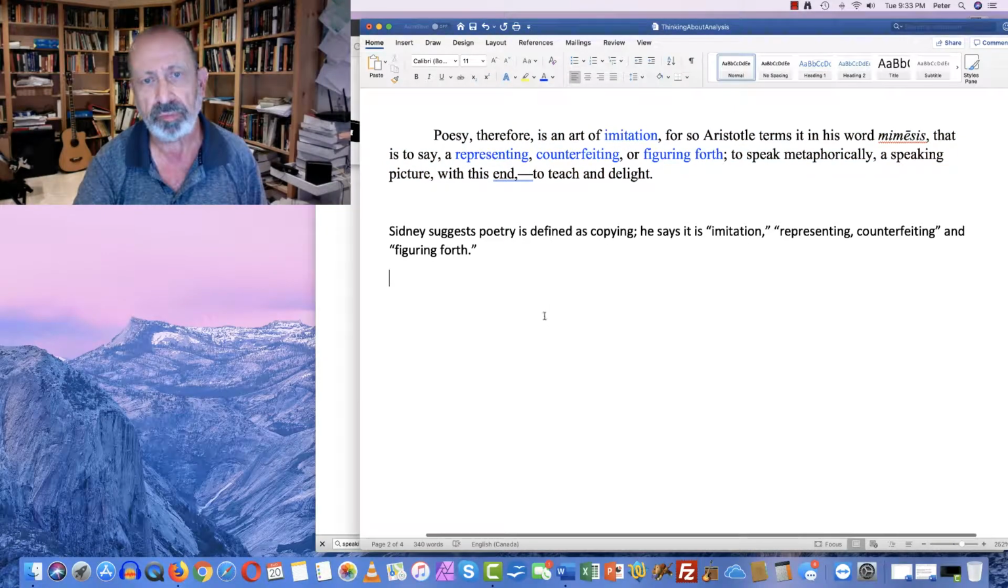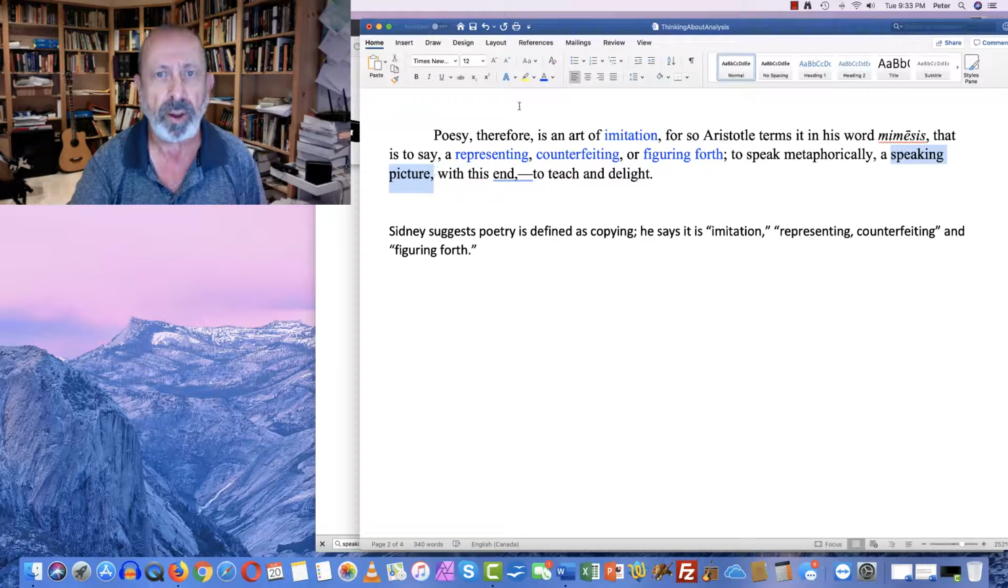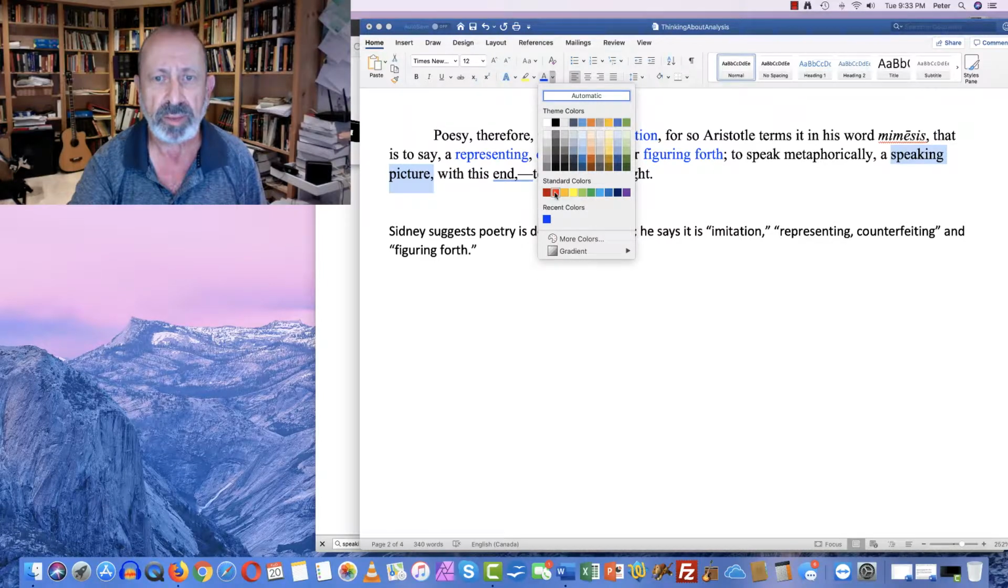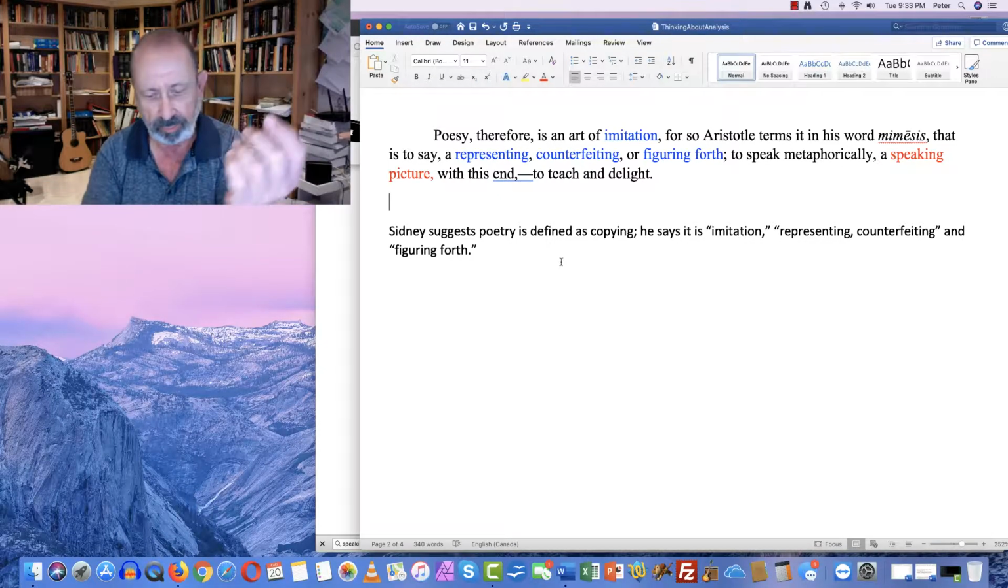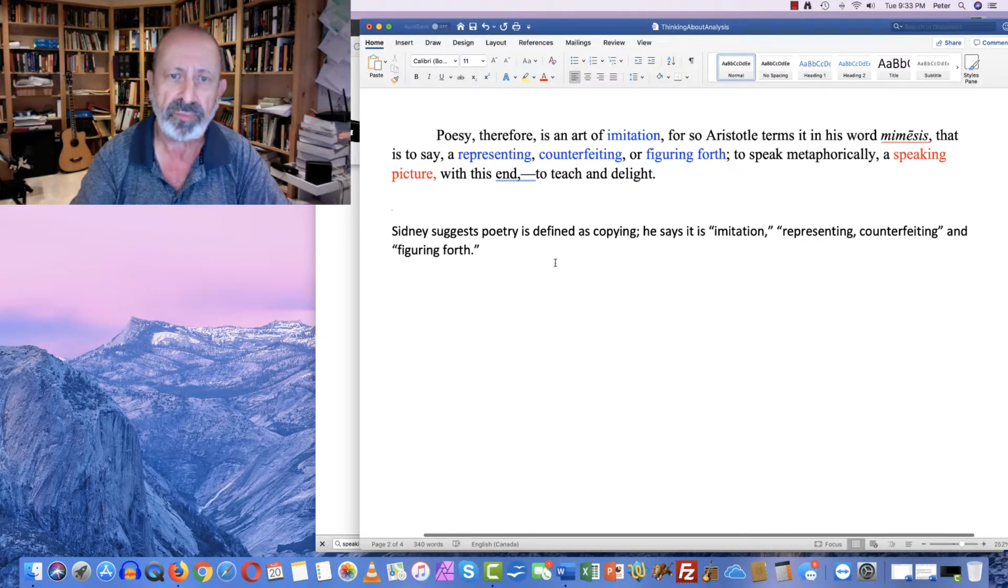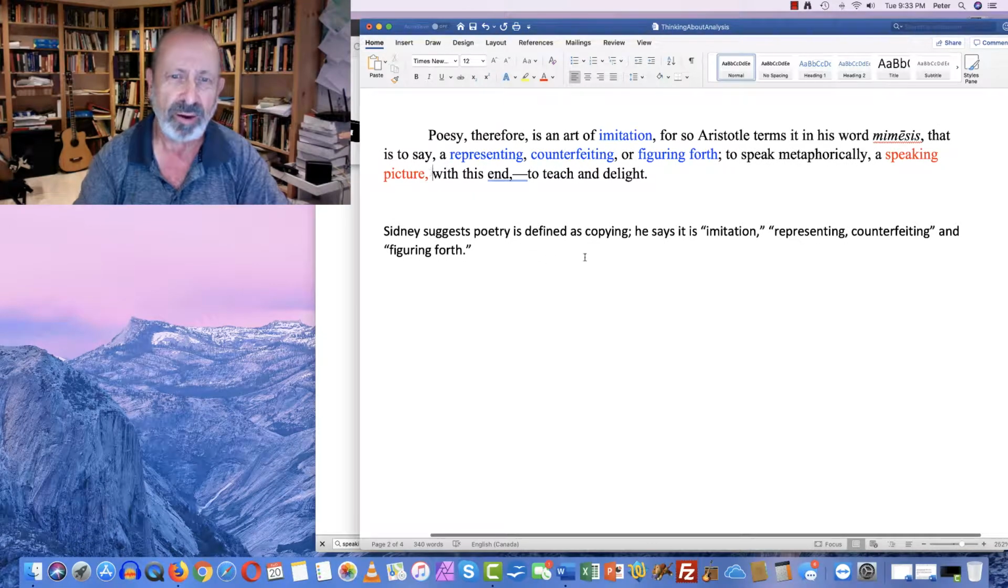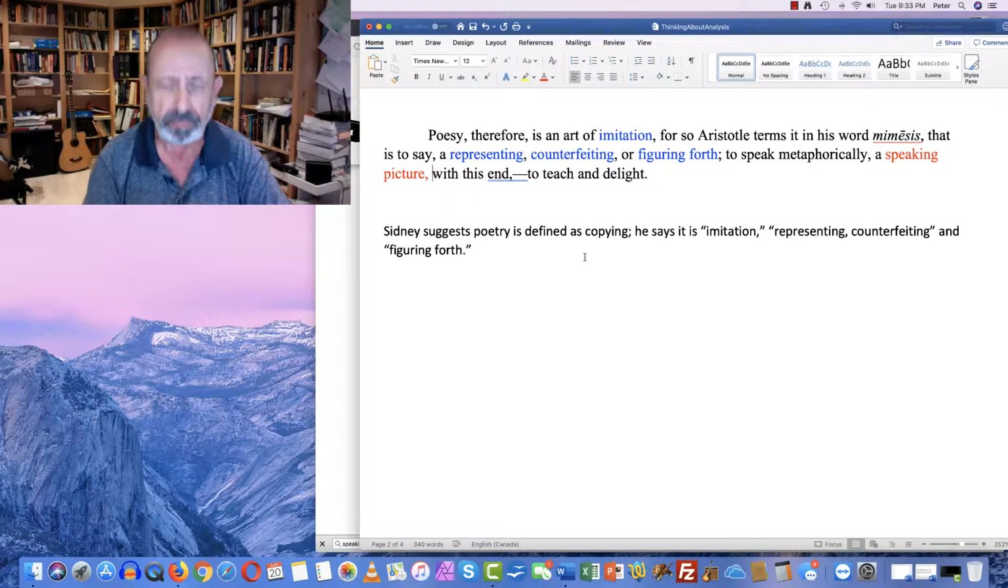One codicil to this whole discussion. I am always struck by this little phrase that Sidney uses here. He calls poetry a speaking picture. And the first time I read that, I thought, wow, this speaking picture, in our world today, we would call that a movie. It's fantastic that he would think of poetry as a movie. If I wanted to make that case, here's how I would do it.